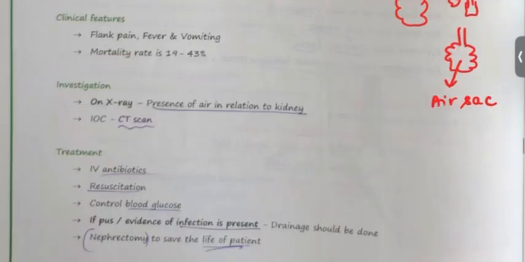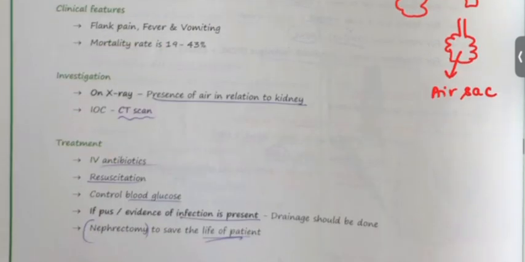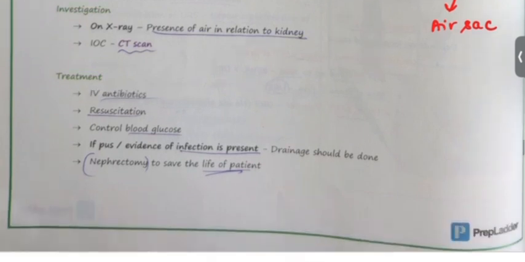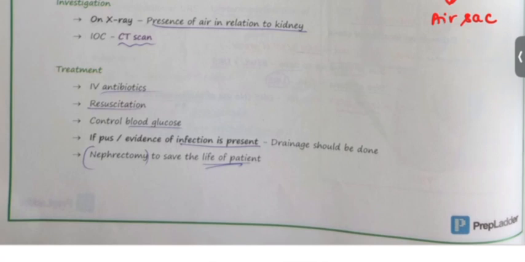What will be the clinical features? Just like any infection, there will be fever, and flank pain because of the ongoing inflammation. Along with this, there will be vomiting. The mortality rate is 19 to 43%. How will we diagnose this condition? On X-ray, there will be presence of air in relation to the kidney, based on which we can say this is emphysematous pyelonephritis. Other than that, the investigation of choice is CT scan.